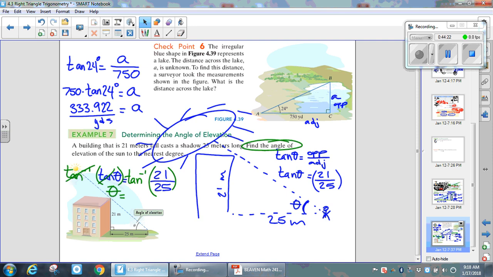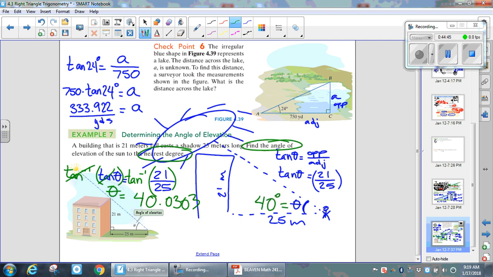Okay, so this is the end of the lesson. Once we get that answer, we'll be good to go. To the nearest degree, who has it? Teresa, you have it? What is it? 40.0303. Say that again. 40.0303. So we round it to the nearest degree. So we're going to say that is 40 degrees.